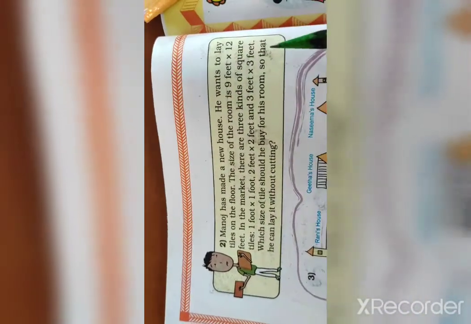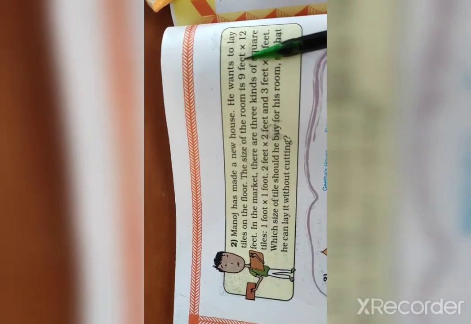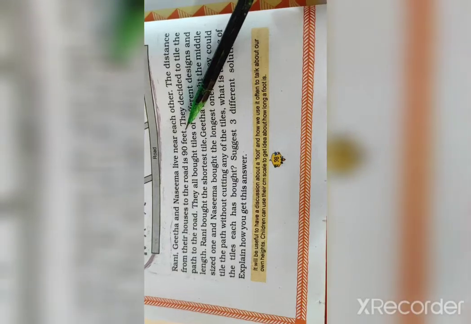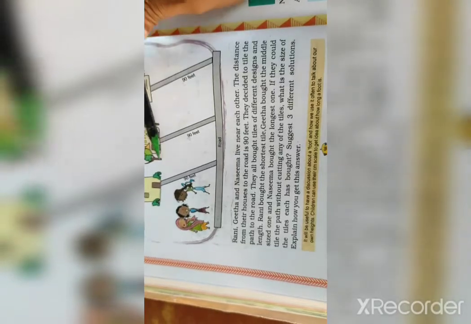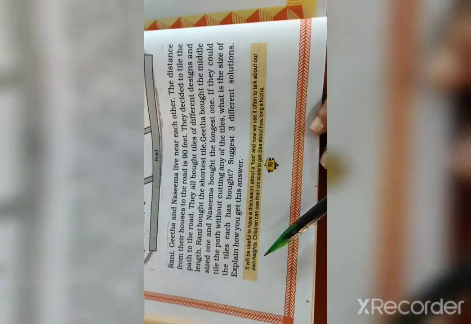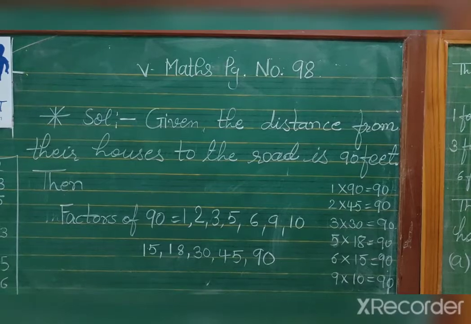Okay, same way here. In the room question, the size of the room was given and we calculated factors. Same way here, 90 feet is the distance from their house to the road. So we will find all the factors of 90, and we will find the size of tiles. In this question, the distance from their houses to the road is 90 feet.